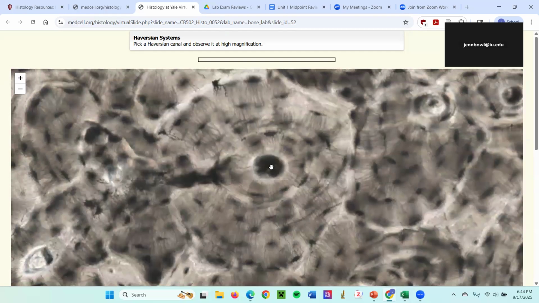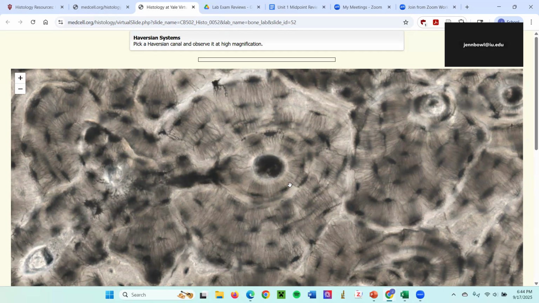And it's a little trickier to see on the slide, but what we have is these concentric rings, which are called lamella. A lamina is like a sheet or a layer. So in this case, we just have these concentric layers forming lamina, which make up that osteon.